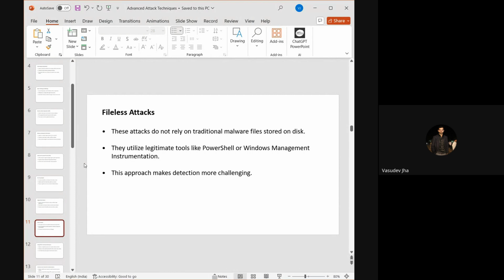Then we have fileless attacks. These attacks do not rely on traditional malware files stored on disks. They utilize legitimate tools like PowerShell or Windows Management Instrumentation.